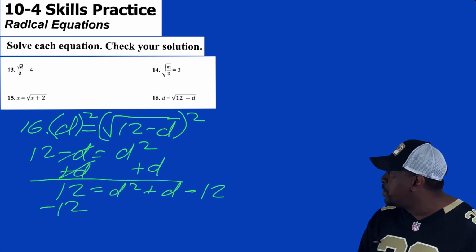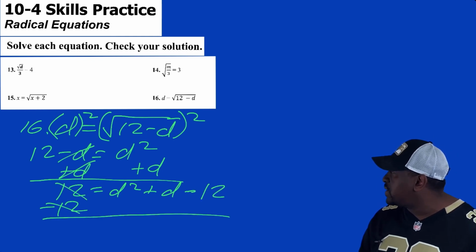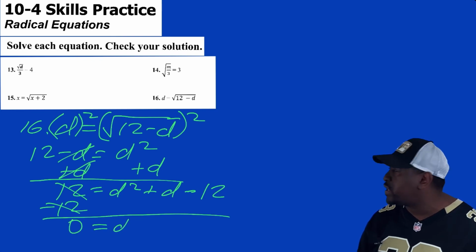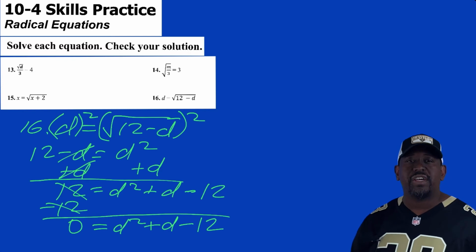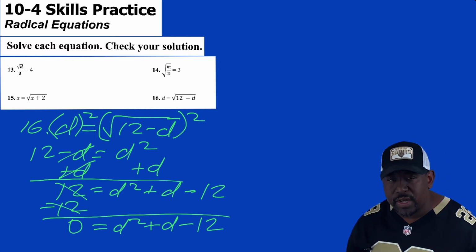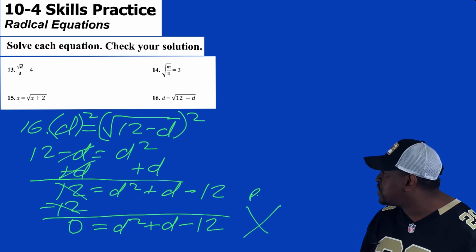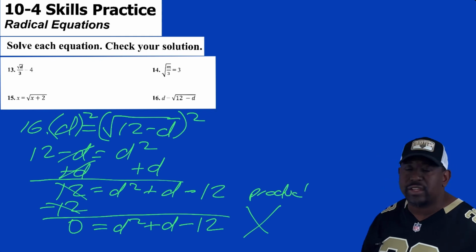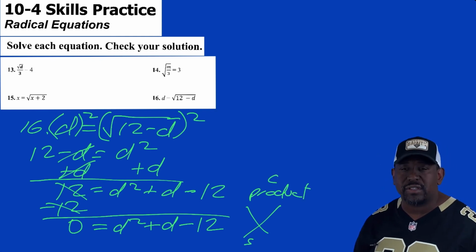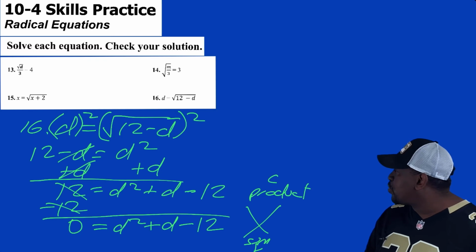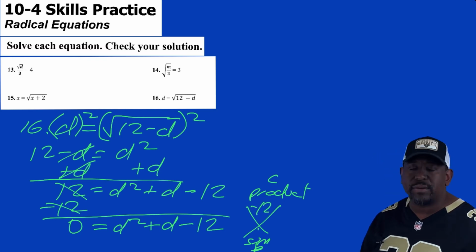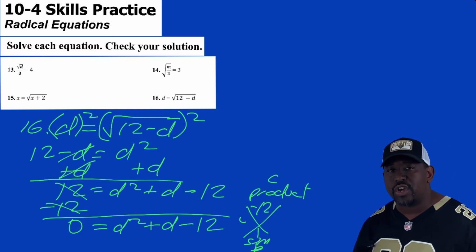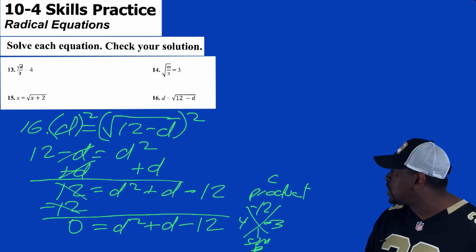So by moving the negative d and the 12 by inverse operation, you're left with a quadratic that says d squared plus d minus 12 equals zero. So now you attempt to factor. Since it's a quadratic, you can use what we call the diamond rule. You put the product on the top, which is negative 12, and the sum on the bottom, which is one. You're looking for two terms whose product is negative 12 and whose sum is one.